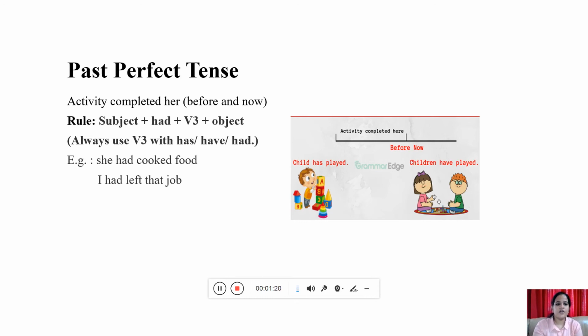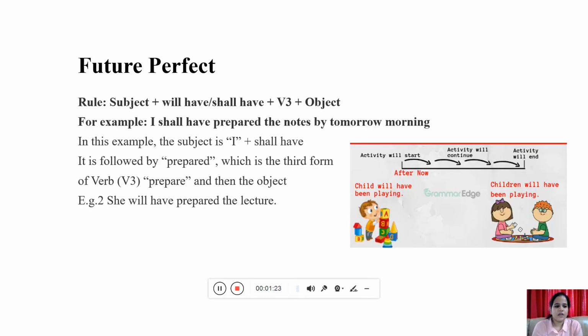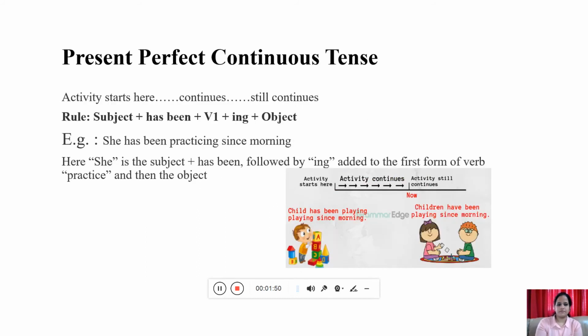Now let us see future perfect tense. Advanced tenses will allow you to speak about the future in an interesting way that may or may not exist. For example, child will have been playing. That means he might play tomorrow or he might not play. Children will have been playing. I shall have prepared the notes by tomorrow morning. That means I am telling I'll prepare the notes, but it may happen, it may not happen.